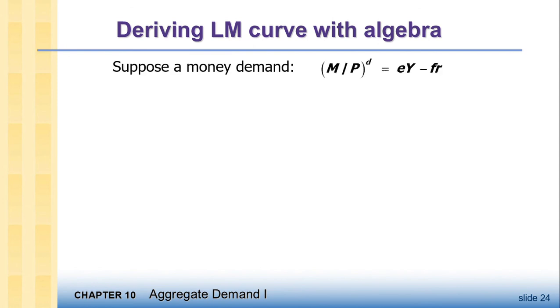Now let us express this in terms of an algebraic formula. This is money demand, M by P demand. Money demand is positively related with income and negatively related with the interest rate: so it is EY minus FR. This minus sign represents the negative relation between money demand and the rate of interest, and E represents the positive relationship between income and money demand.